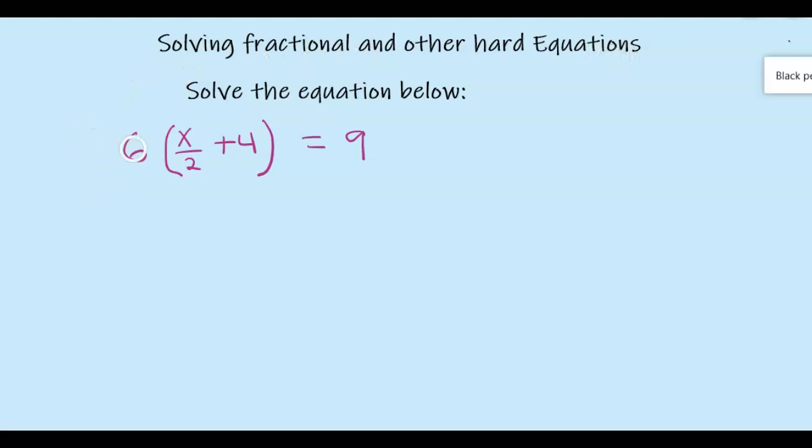So we have been given the equation below here, which is 6 times (x divided by 2 plus 4) equals 9. First, we are going to distribute the 6 to x over 2 plus 4.